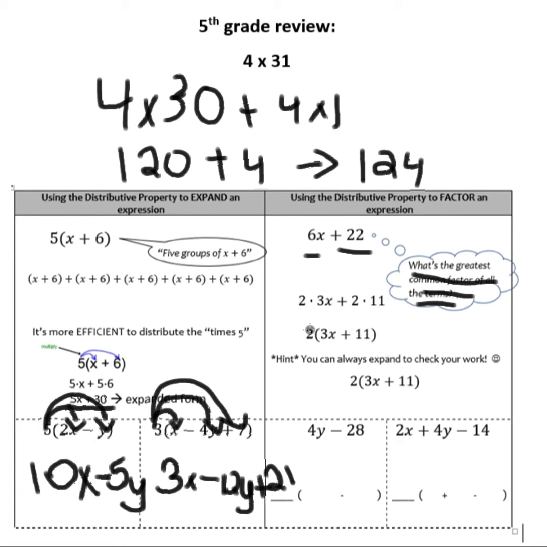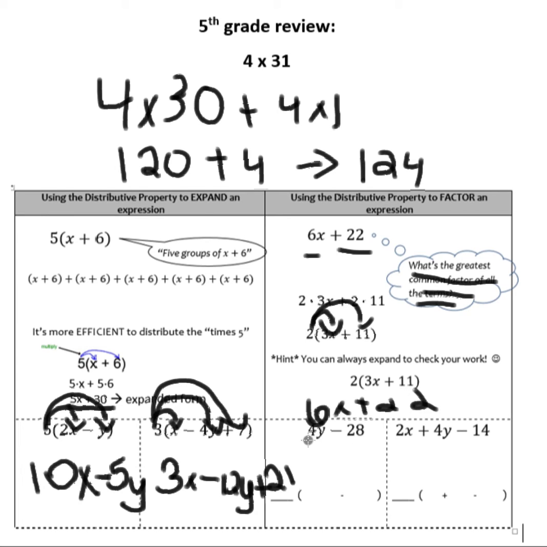So if I actually wanted to expand this back through, I should get 6x plus 22. 2 times 3x would be 6x plus 2 times 11 would be 22. So we'd get our 6x plus 22 again. All right, so let's try that down here.